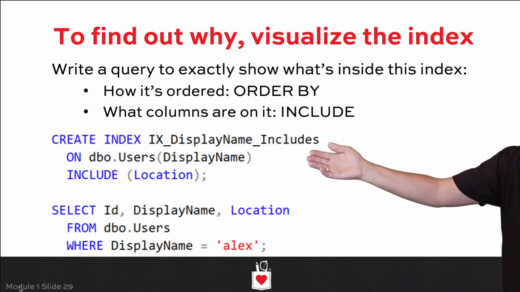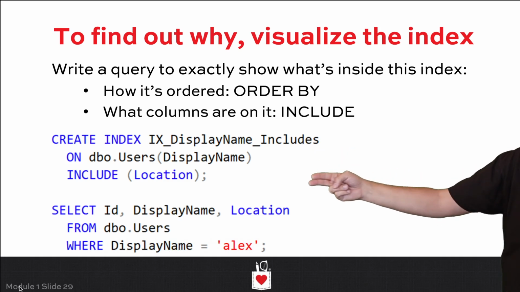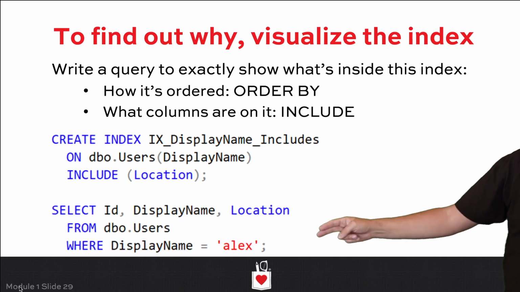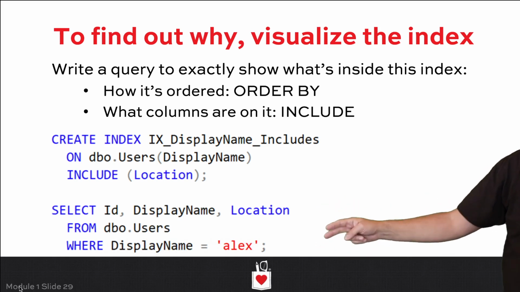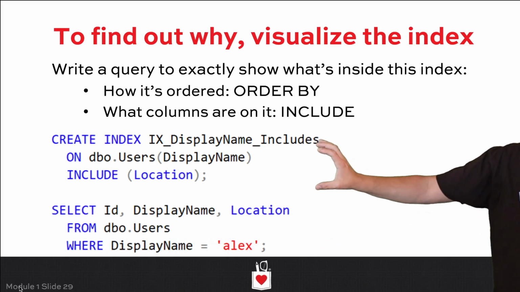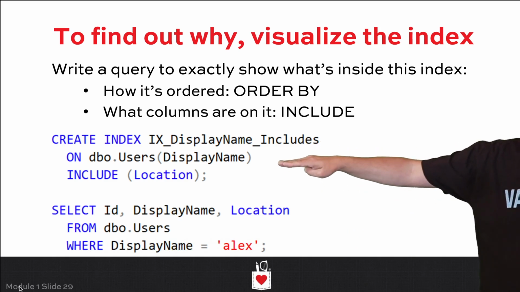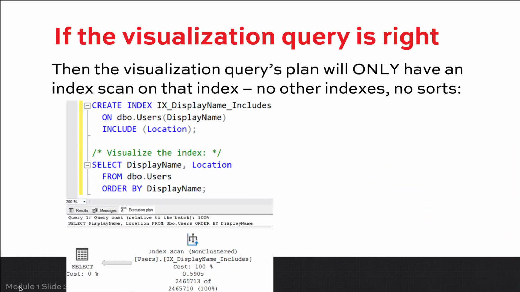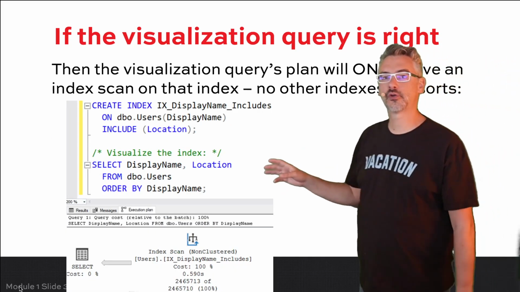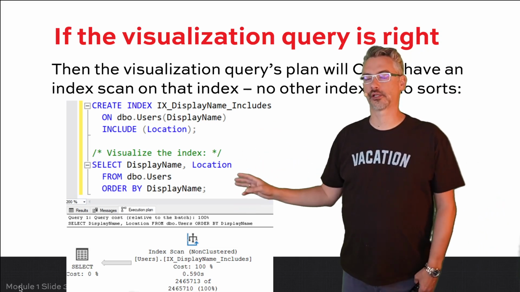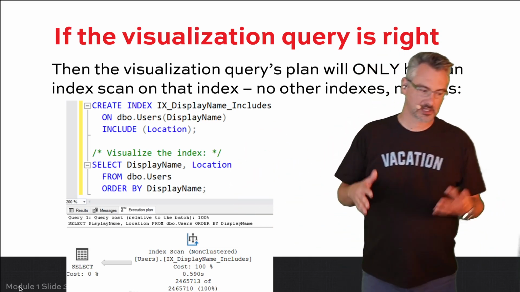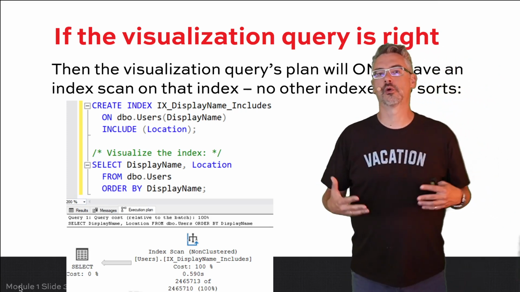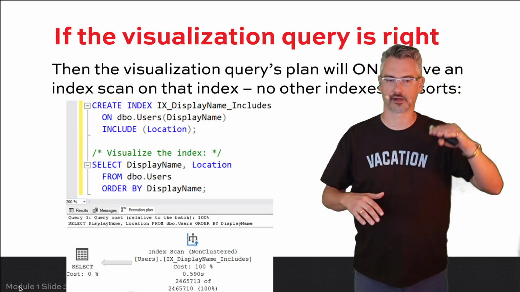So here, if my index says, go create an index on display name, just include location, what I'm going to do is I'm going to say, go select from the users where display name equals Alex. That'll show me exactly what SQL Server sees when it seeks in to the Alex. If I want to test that I wrote the right visualization query, here I removed the where and I just dumped out all of the users ordered by display name, because in the Stack Overflow 2013 database, it's about 2.5 million rows. It's doable in SSMS, even though it produces a lot of results.